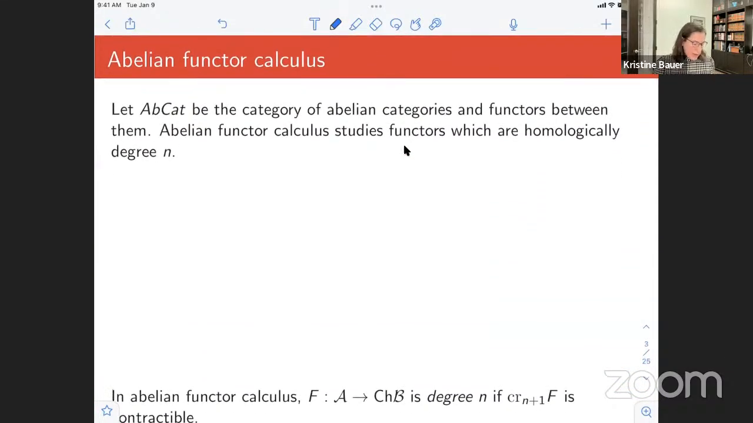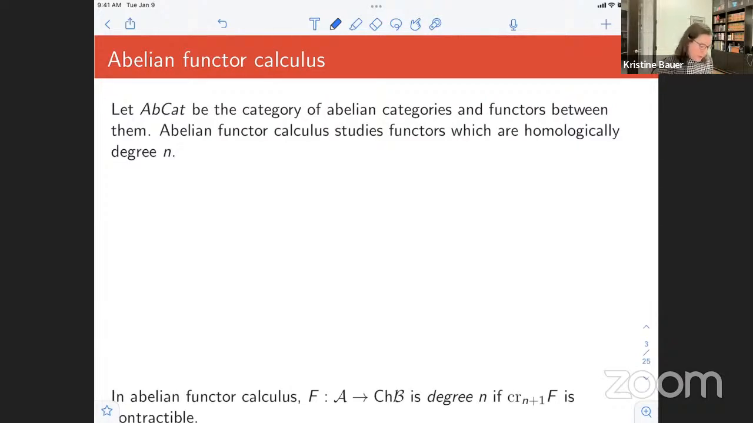So let me start by making a category of categories. So AbCat is going to be the category of abelian categories and functors between them. Strictly speaking, this should be a 2-category, but I'm not going to think about the 2-categorical aspects. I really just want my objects to be abelian categories and my morphisms to be functors, all functors. And I'm going to here think about functors which are homologically degree n, where degree n is thought of in the sense of Christine Vespa's talks: the Eilenberg-MacLane cross effects detect degree.